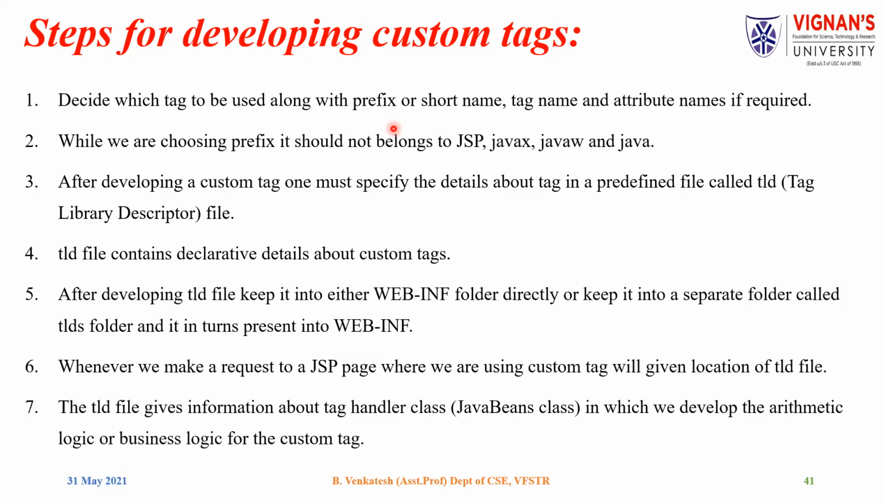After developing a custom tag, one must specify the details about the tag in a predefined file called TLD. TLD stands for Tag Library Descriptor file. So we need to define one separate file, and the extension of that file is TLD. In the TLD file we need to specify all the custom tags. We are going to see one example, then you will get a clear picture of that, and before that we are going to study the basics.